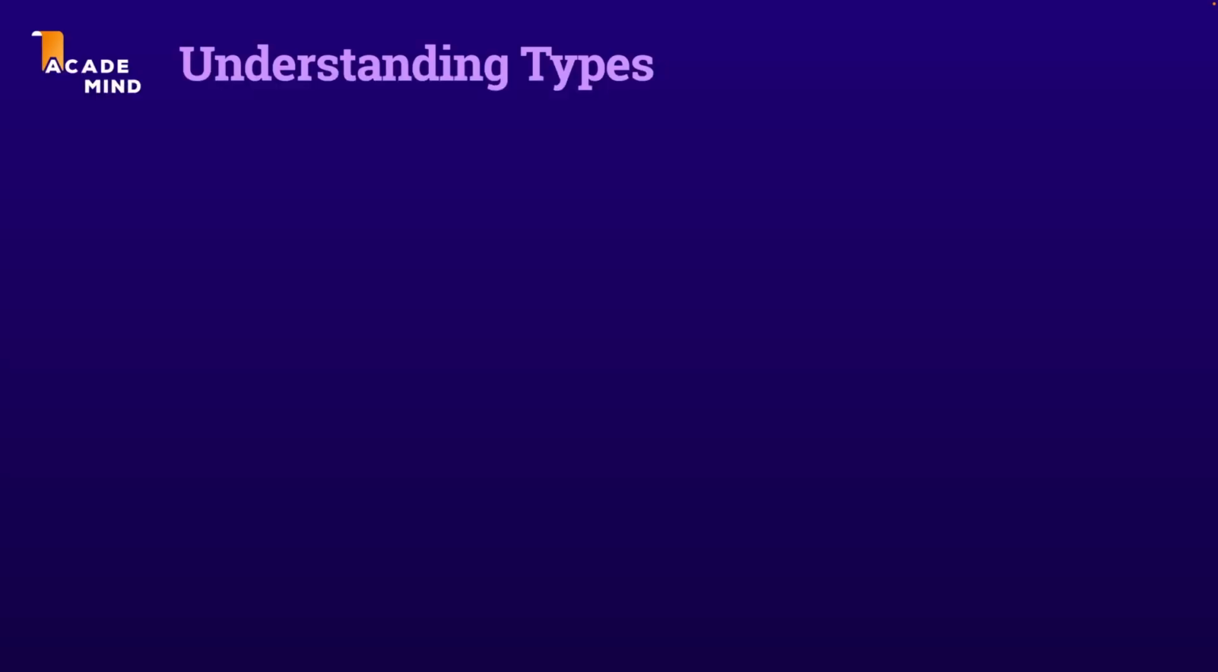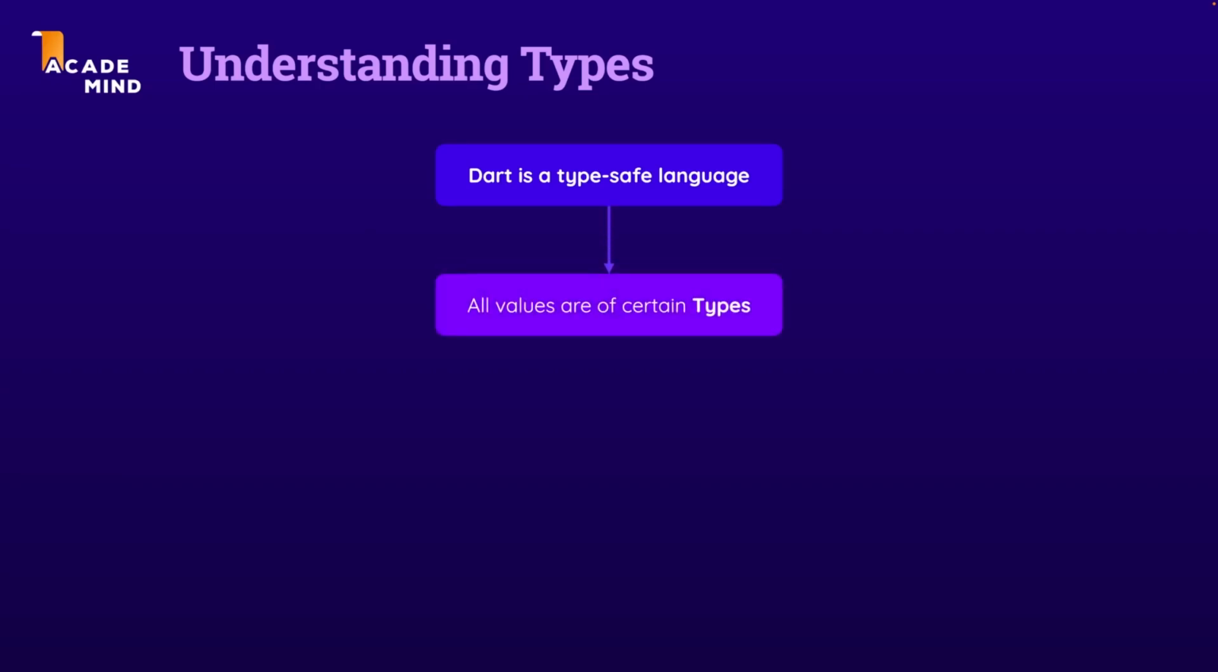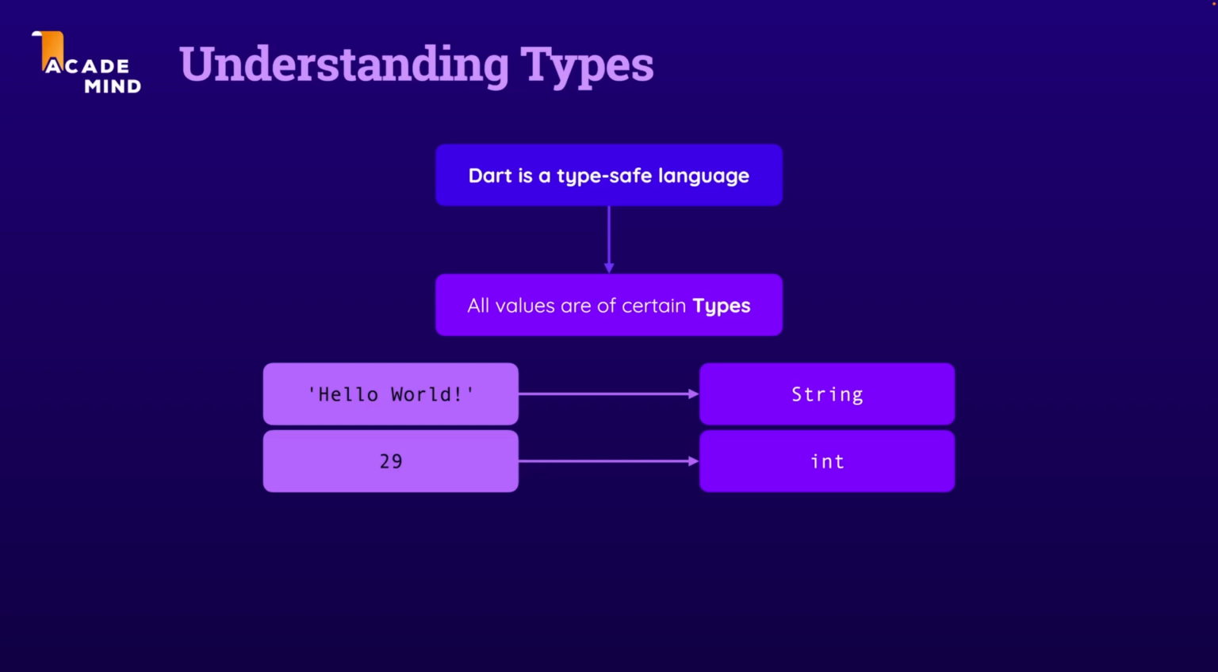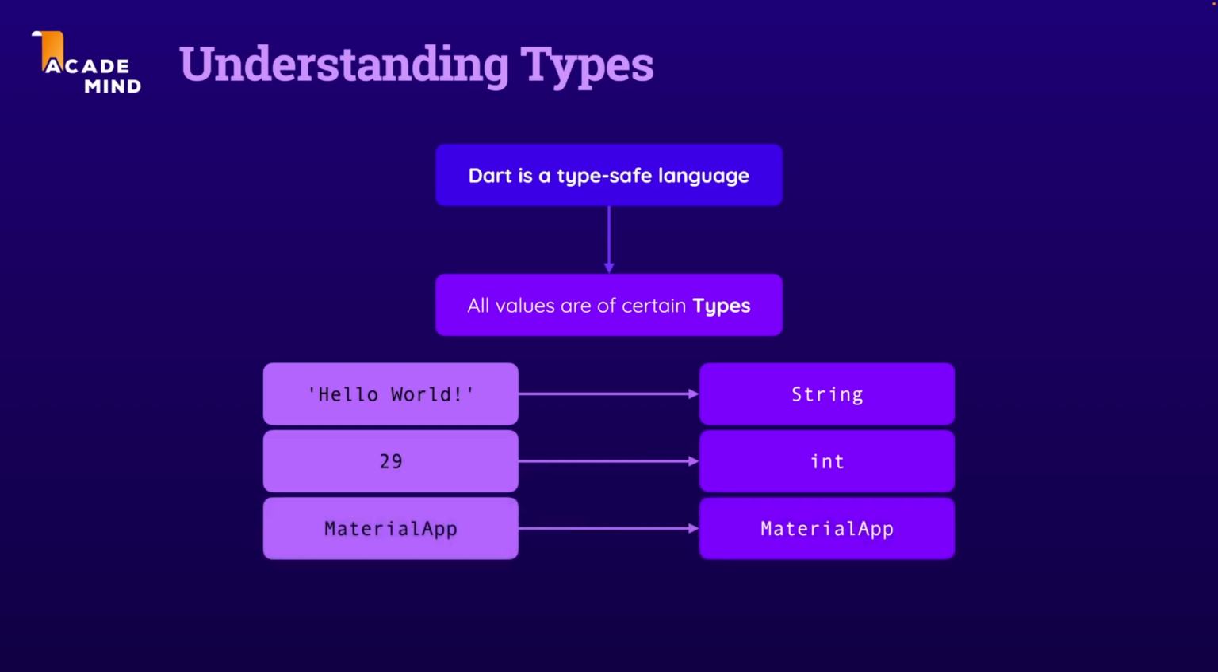And one important fundamental Dart concept that you must understand is the concept of types, because Dart is a so-called type-safe language, which in the end means that all values you're working with are of certain types. For example, this hello world text is a so-called string. If we had a number like 29 in our code, it would be of type int. Material app is of type material app.